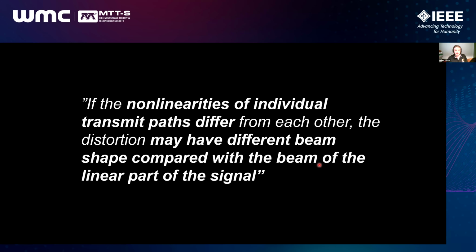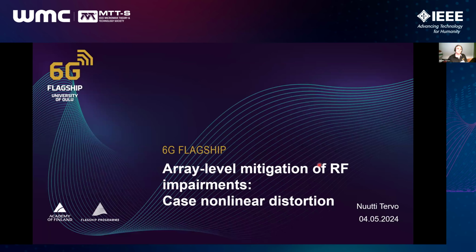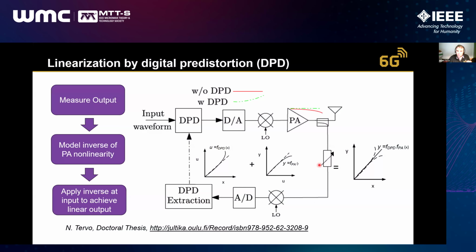Okay, so with this in mind, we go forward and talk about what happens when you take this kind of antenna array with multiple amplifiers, multiple sources of nonlinear distortion, and you try to linearize that. So we talk about array-level mitigation of RF impairments from the nonlinear distortion perspective, and furthermore from the digital pre-distortion point of view. So now I assume that I use digital pre-distortion as a linearization technique.